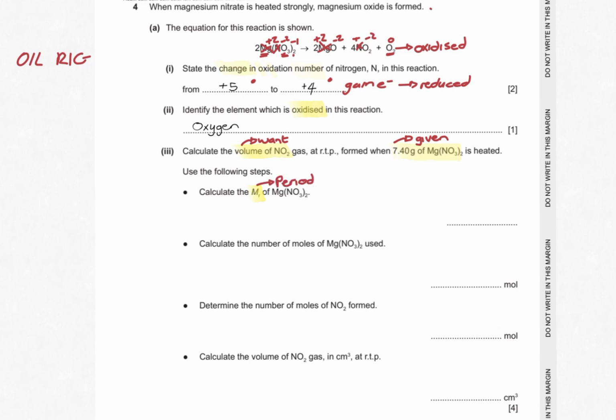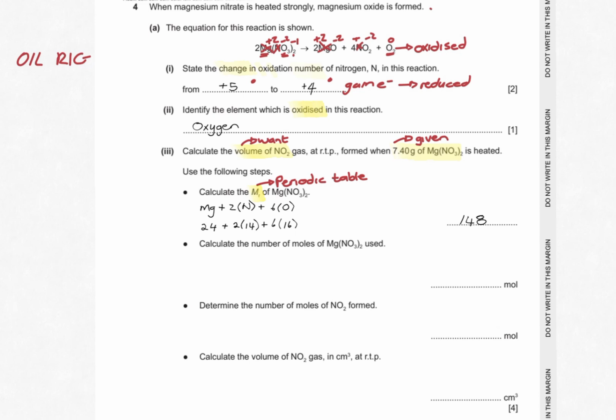Now this we can find on the periodic table. So we have 1 magnesium plus 2 nitrogen atoms plus 6 oxygen atoms. Now the atomic mass of magnesium is 24. The atomic mass of nitrogen is 14. And the atomic mass of oxygen is 16. Now when we add all of this together, we get a molecular mass of 148 grams per mole.